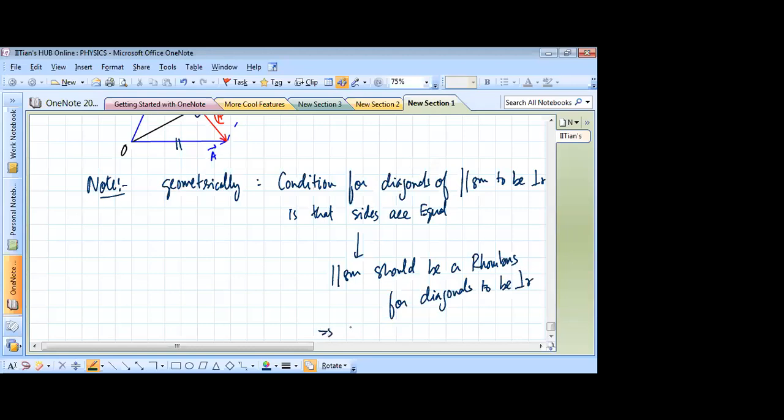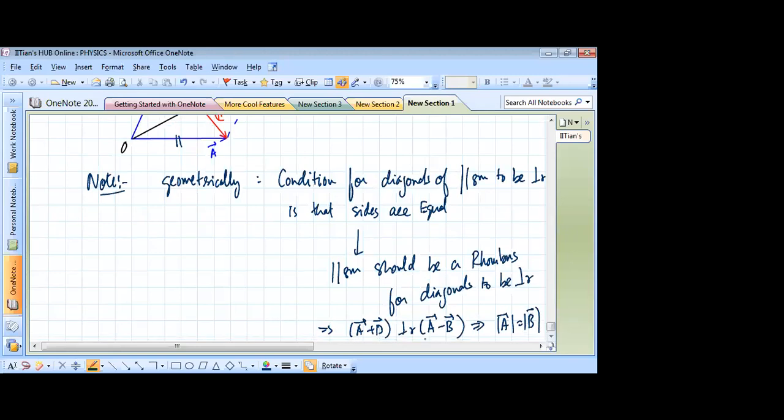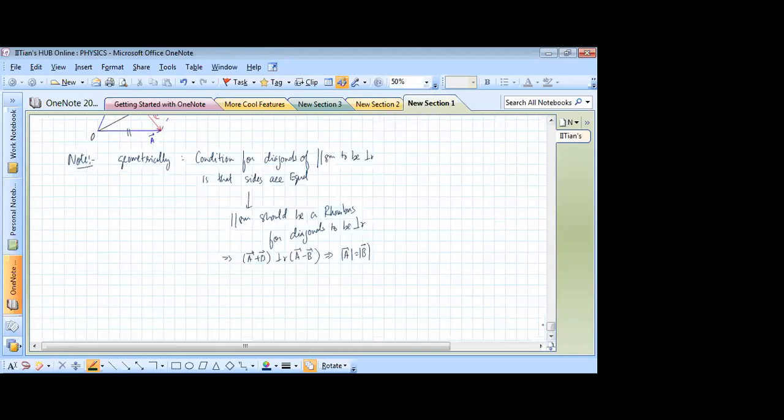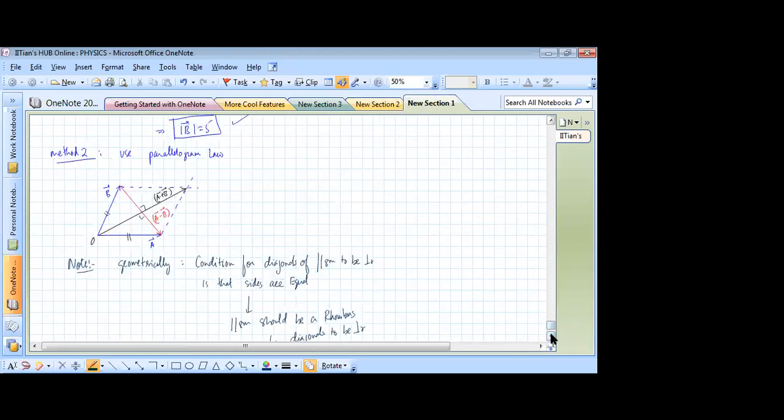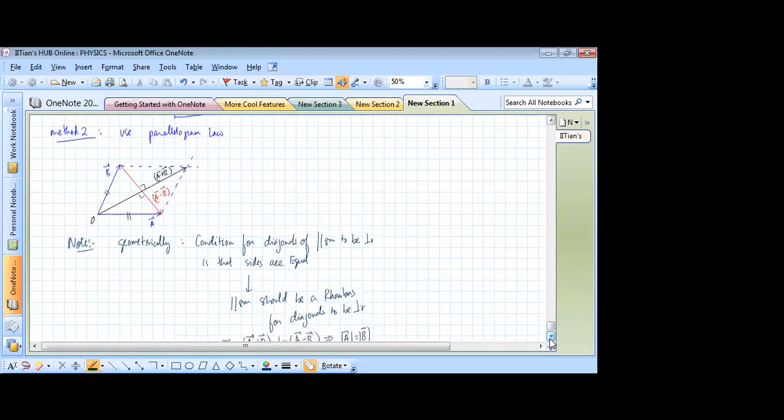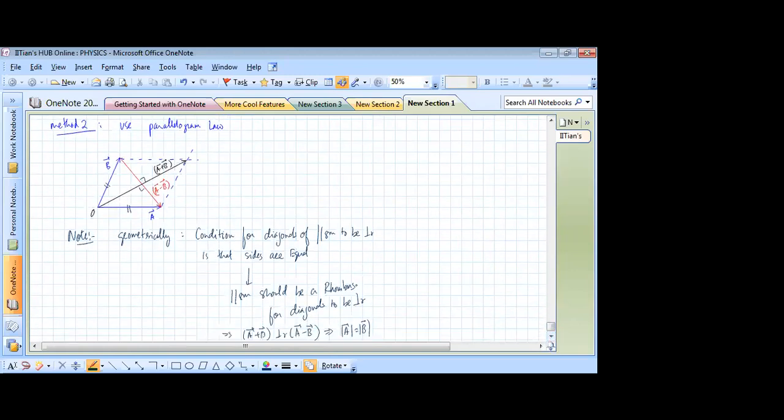That immediately tells you that diagonals are A plus B and A minus B. So if this is the case, it implies that mod A is equal to mod B. Yes. Perpendicular diagonals implies that the sides are equal. So this is a more direct way of understanding the question, provided you remember parallelogram law statement and remember the special case of rhombus, that the diagonals bisect each other perpendicularly.